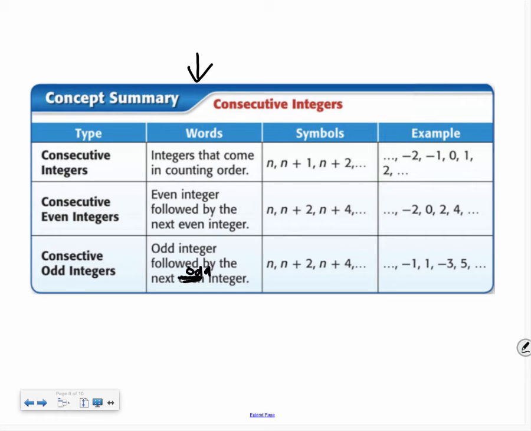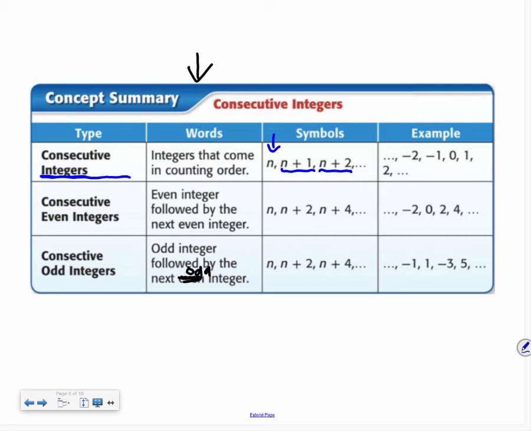And consecutive integers are just numbers in counting order. The part that you're really going to want to focus on is when you're looking at consecutive integers. We represent our first number with n because we don't know what our first number is. Our next number would be n plus 1. Our next number would be n plus 2.